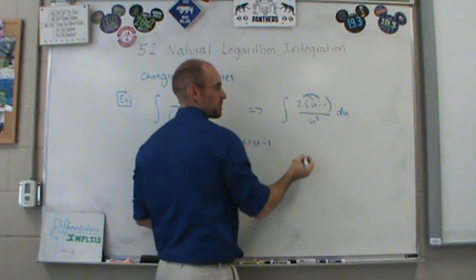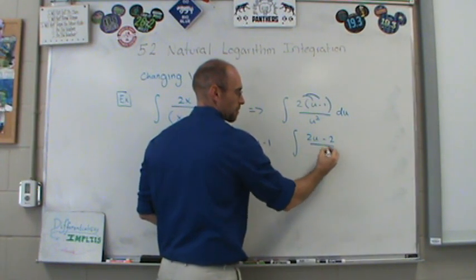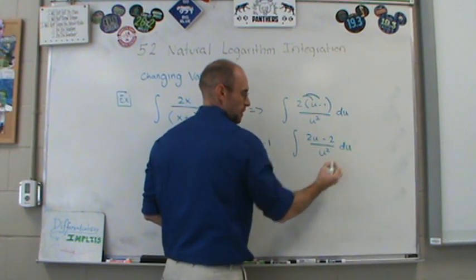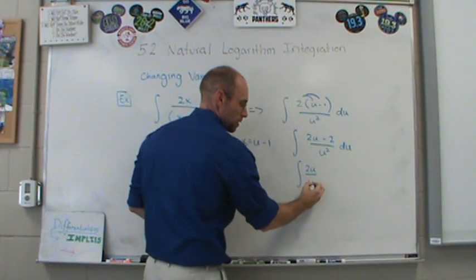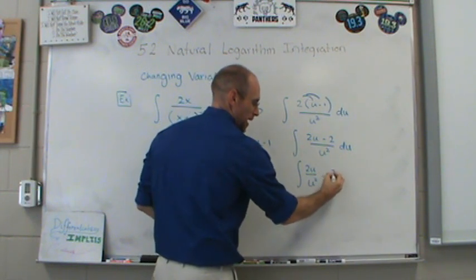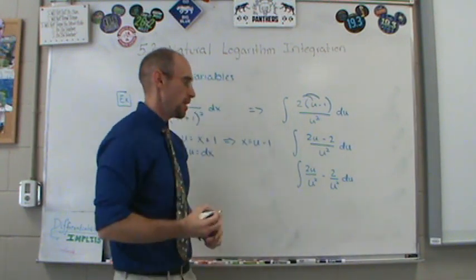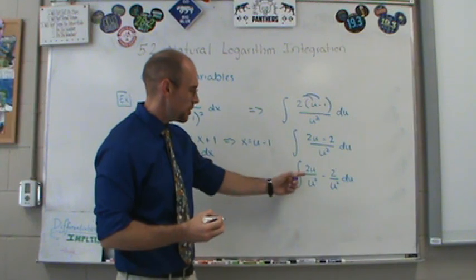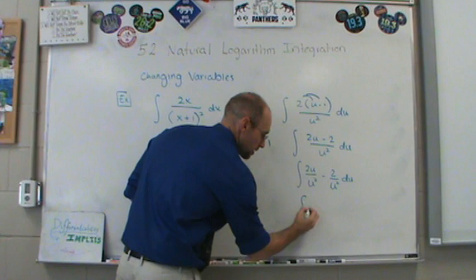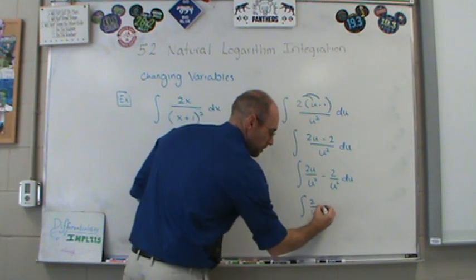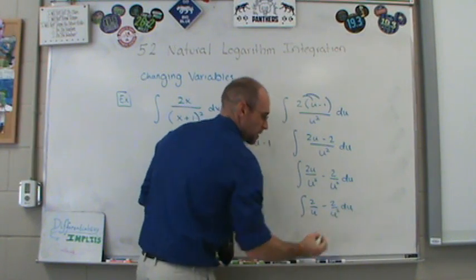So first I'm going to simplify this by multiplying by 2. Distribute to get 2u minus 2. And then I'm going to split it into multiple fractions. So 2u over u squared minus 2 over u squared du. Well, now I can simplify exponents. So here I have 2u over u squared. So that's going to simplify to 2 over u minus 2 over u squared du.